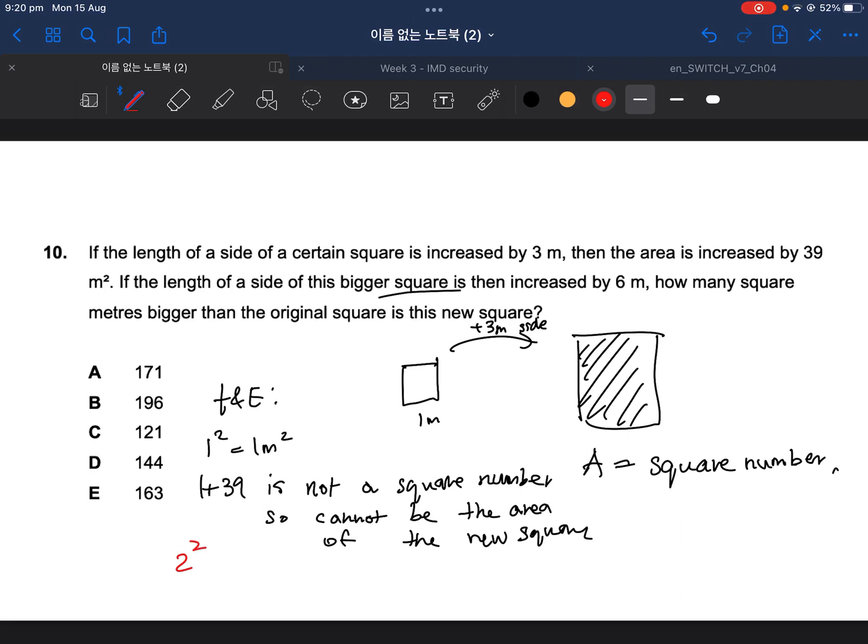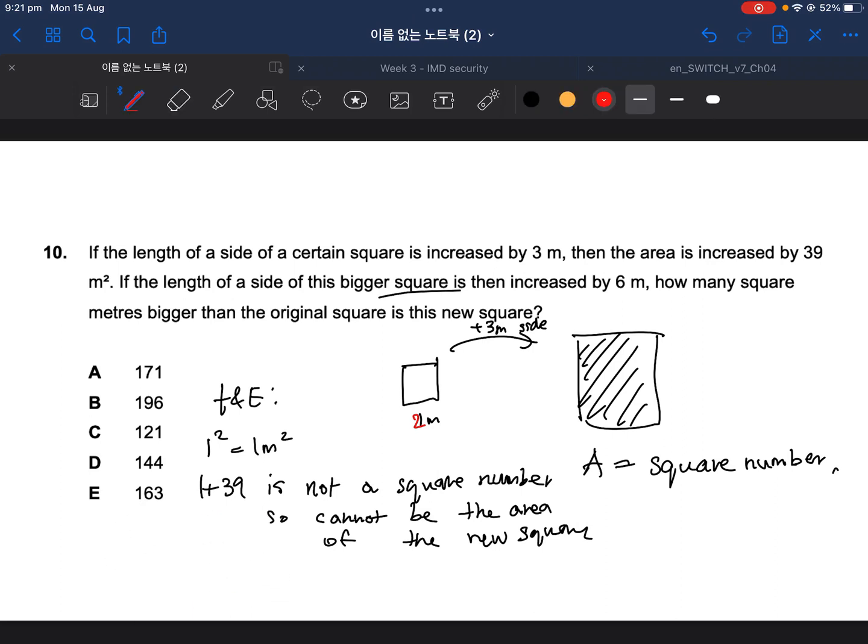2. Let's try 2. Imagine the first square had side 2. Then our area is 4 square meters. Now, if we add 39 to that, we get 43. So that's not it, then we cross it out. Let's go to the next one. Let's try 3. 3 squared is 9. 9 plus 39 is 48. Nope, that doesn't work. Next, let's try 4. 4 squared equals 16. 16 plus 39 is 55, which is still not a square number, so we get rid of that.